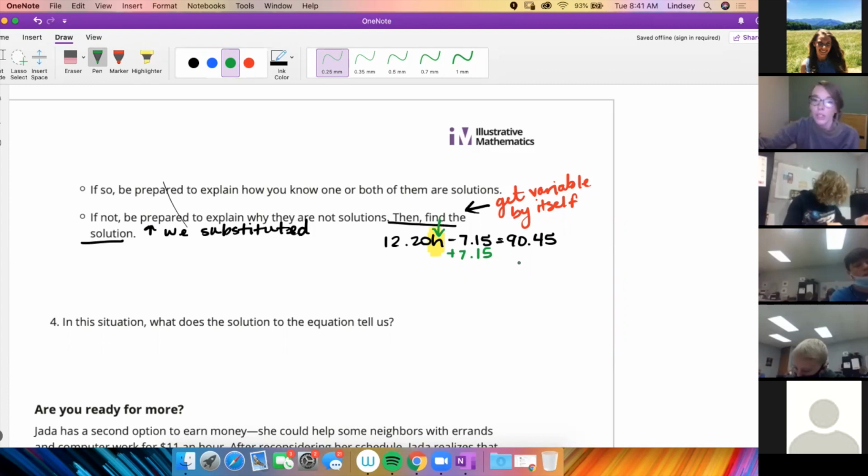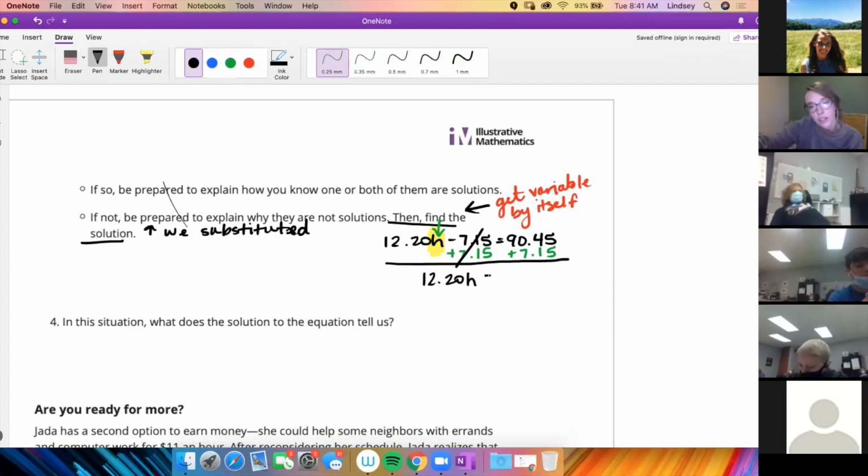Okay, if I do that to one side, you've got to do it to the other side. What's going to happen to my 7.15s over here? They cancel out. I'm going to cancel out, and I have 12.20H equals 90.45 plus 7.15, which is 97.60. Okay, next step.